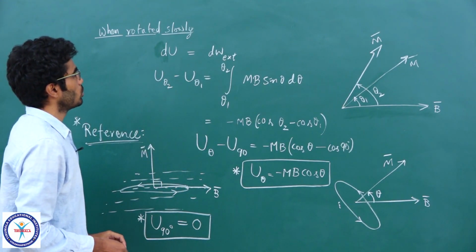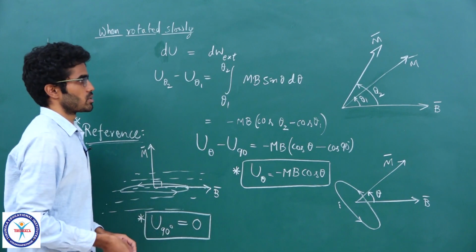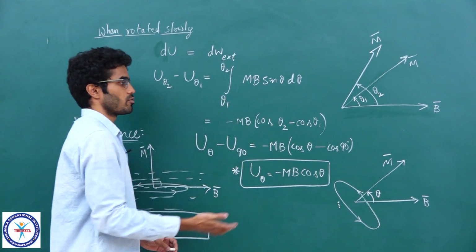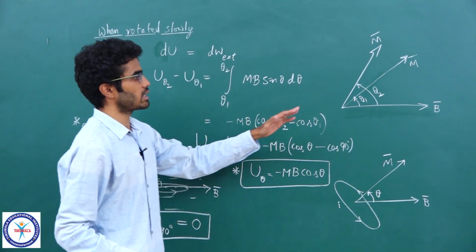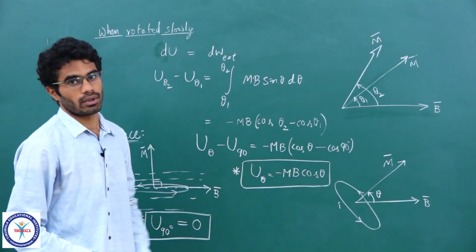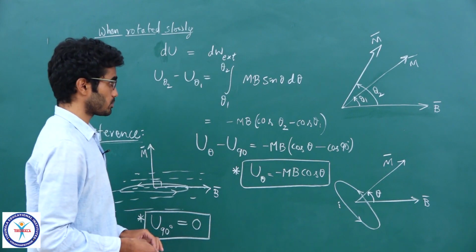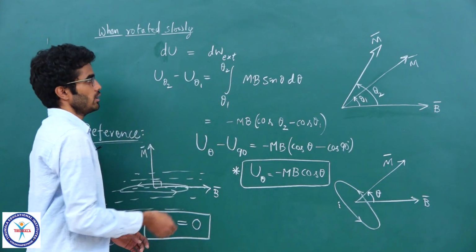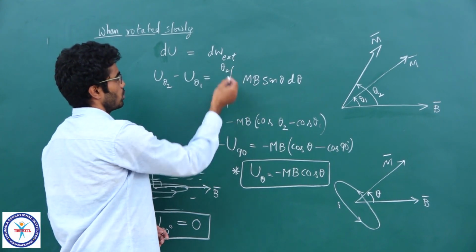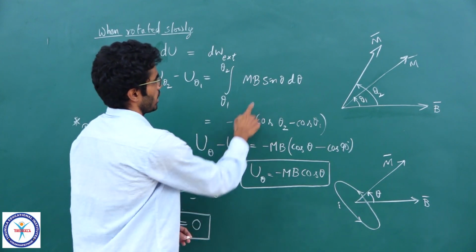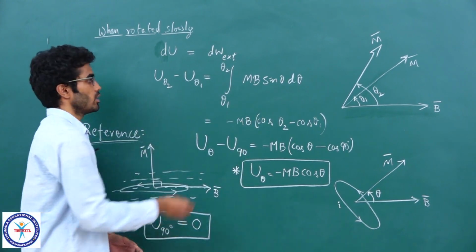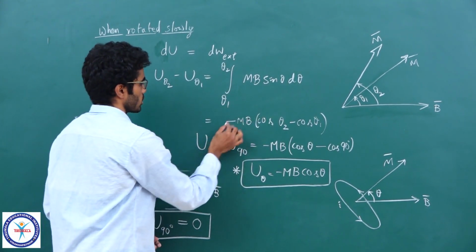Okay. So, if you integrate this expression, you have rotated it now from theta 1 to theta 2. You have slowly rotated it so that now it makes an angle theta 2. Initially, it was at theta 1. Now, in this scenario, we will calculate the potential energy stored. So, it is given by the integral of the work done. So, integrated from theta 1 to theta 2, the torque is mb sin theta and the angle is d theta. So, the dot product is mb sin theta d theta. This is the work done. So, if you integrate this expression, you get this result.